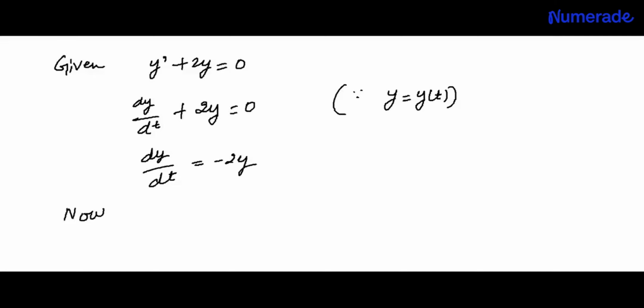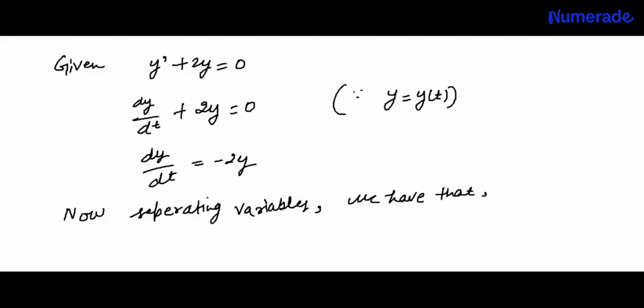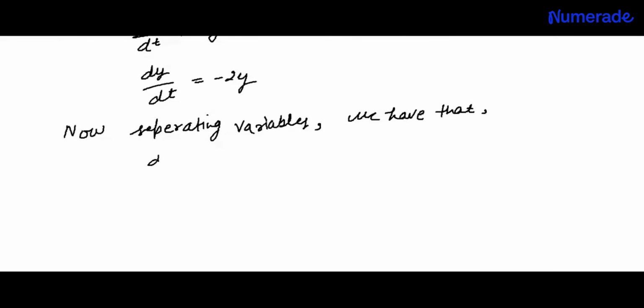Now separating the variables, we can write it as dy by y equals negative 2 into dt, and integrating both sides.